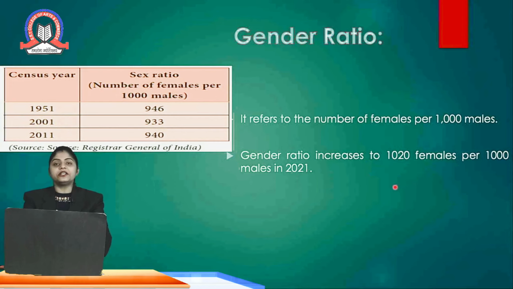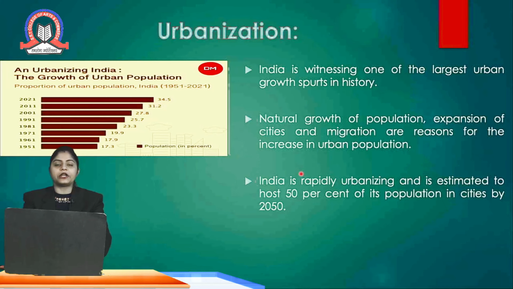That is 1,020 females per 1,000 males, which the census data says in 2021. So that is the gender ratio, which is a good sign for our Indian economy.